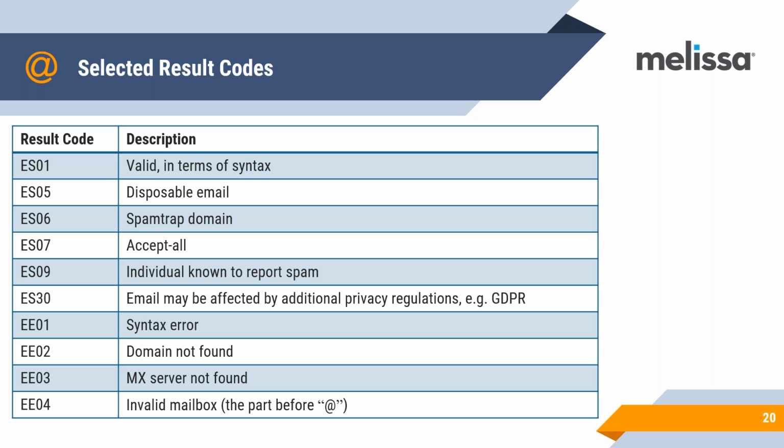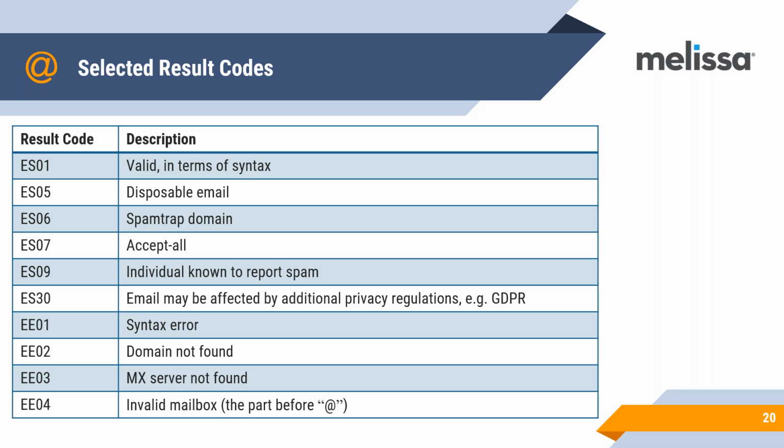And you'll notice that there are only 4 error codes. As I mentioned, emails are a relatively simple form of data, so the possible errors are blessedly few in number and definitive in nature. Bad syntax, no two ways about that. Bad domain or bad MX server, and a bad mailbox or an invalid mailbox.